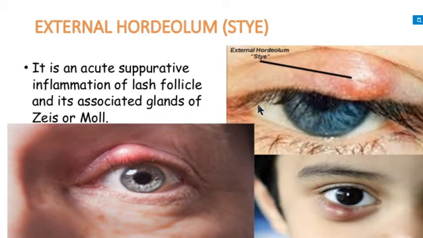Then we come to the external hordeolum. So external hordeolum, as I told you, is basically acute suppurative inflammation of the lash follicle and associated with the glands of Zeiss or Moll. Okay, so you need to know this.